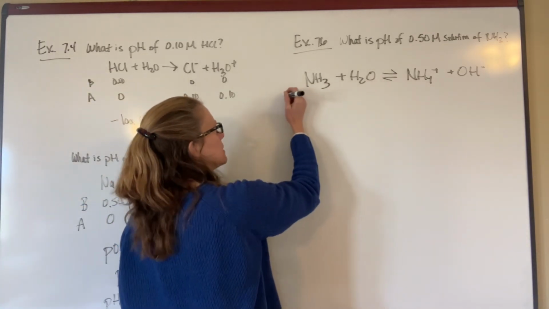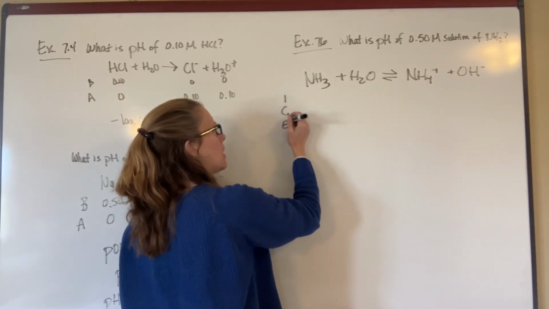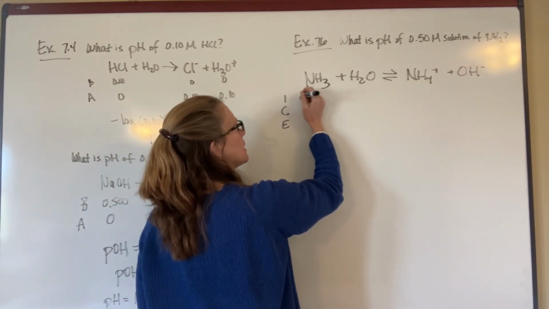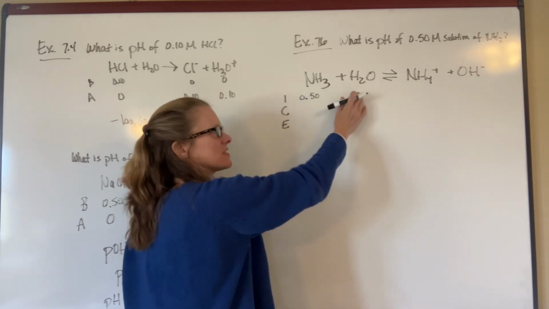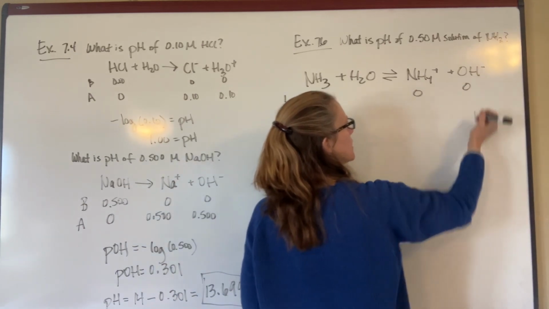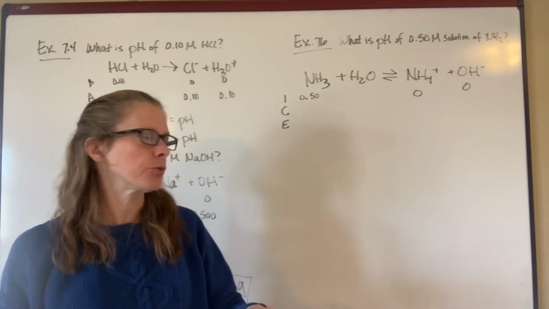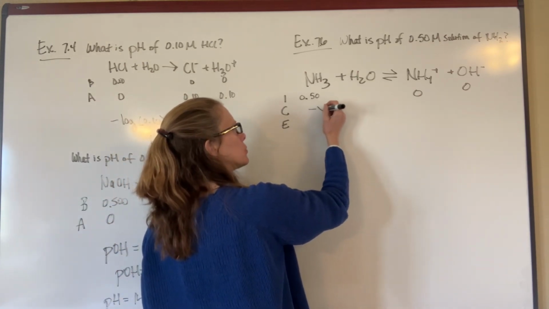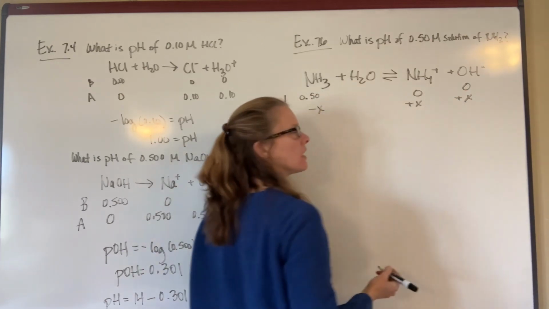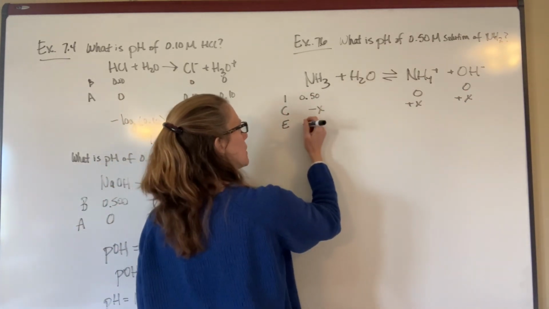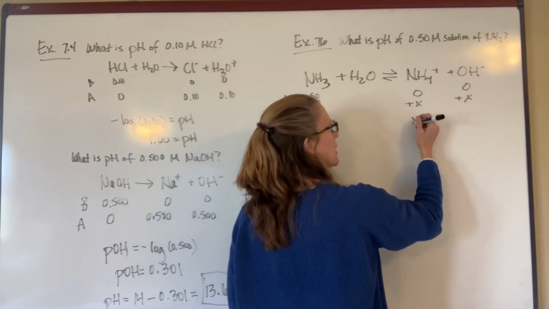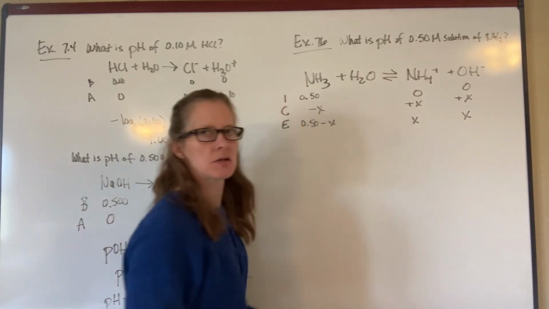So initially, I'm going to set up my ICE table. Initially, what's the concentration? Well, initially the concentration of ammonia is 0.50. This is water, it doesn't matter. Okay, so this is going to be 0 and this is going to be 0. As the equilibrium is set up, I'm going to lose X amount of this on this side and I'm going to gain X amount of it on the other side. So at equilibrium, ammonia is going to be 0.50 minus X. The ammonium ion is going to be X and the hydroxide ion is going to be X.